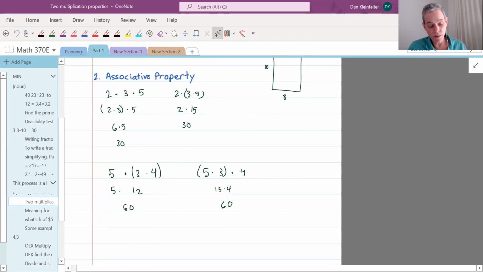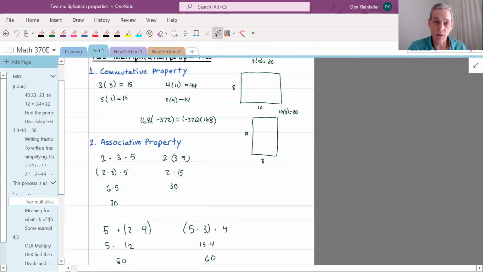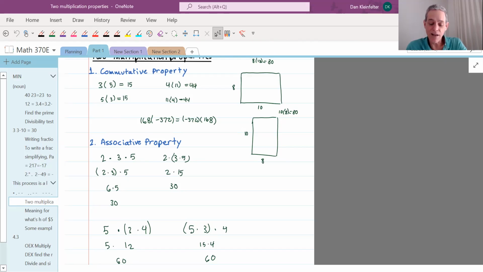We're going to need these two properties going forward when we work on multiplication of fractions, which is coming up. That takes us though to the end of this video.